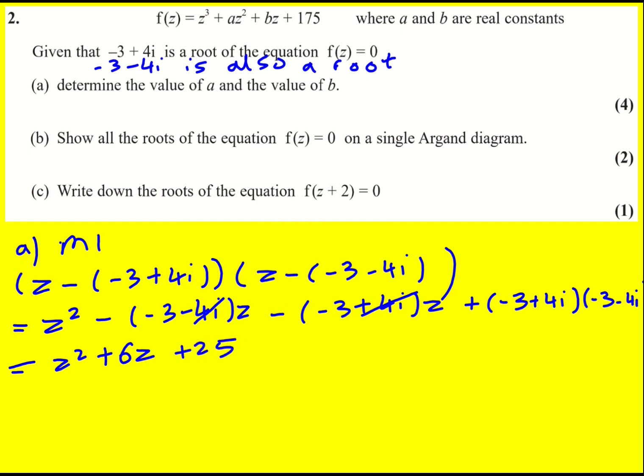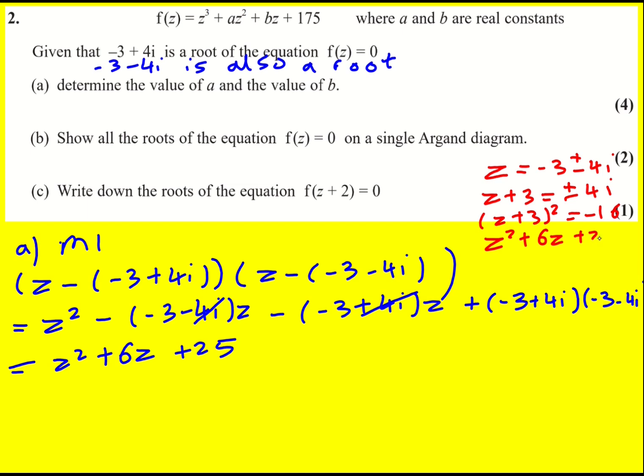Now let me show you how you can do that even quicker. It's worth bearing in mind, it's going to save you time in the long run. Here's how we do it. z equals minus 3 plus or minus 4i. It's like I've just solved it by completing the square, and you get a plus or minus. We're going to write it back in completed square form. So z plus 3 will equal plus or minus 4i, and I'm now going to square. So z plus 3 squared is equal to minus 16 in both cases. Expand this: z squared plus 6z plus 9 plus 16, that's plus 25, is equal to 0.